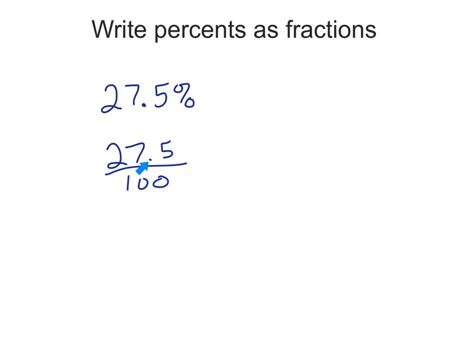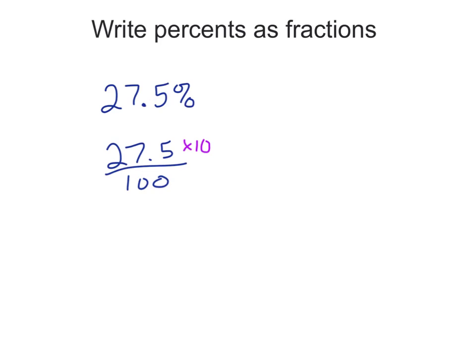Now I would like to move this decimal point one place to the right. Now I want you to think to yourself, how can I move a decimal one place to the right? Remember that if I times a number by 10, all I do is move the decimal one place to the right. So in this case, if I times 27.5 times 10, I would just move the decimal one place to the right, and I would get 275.